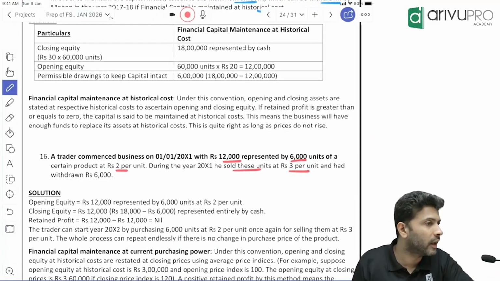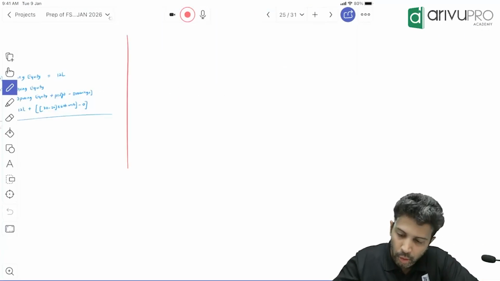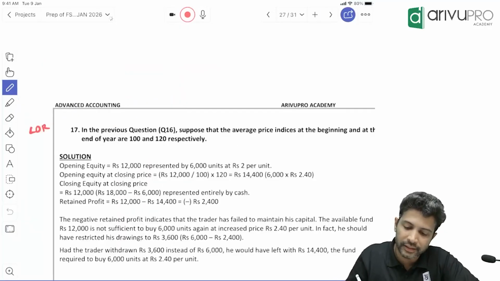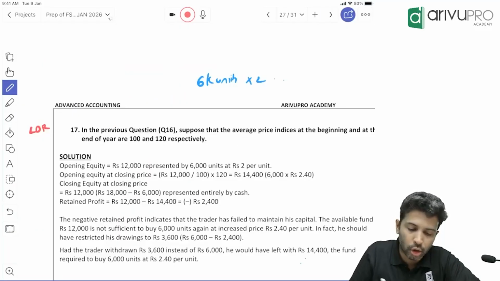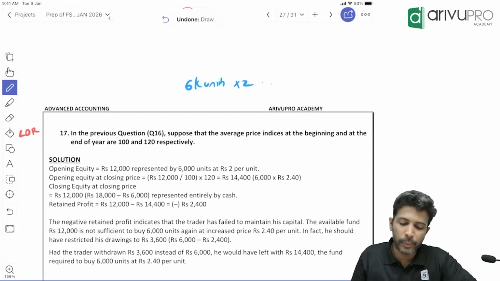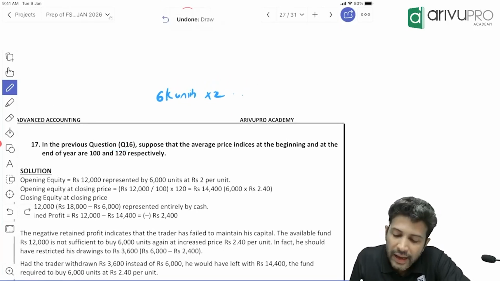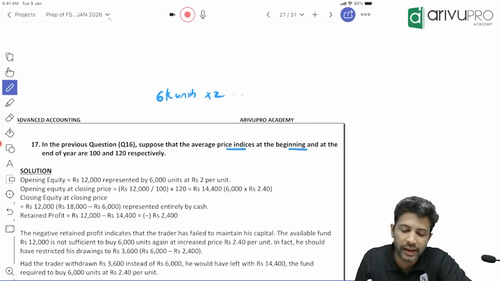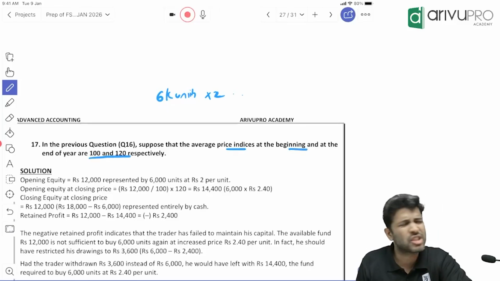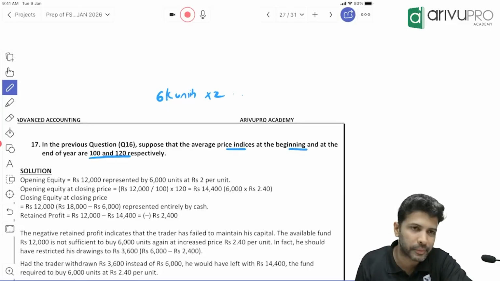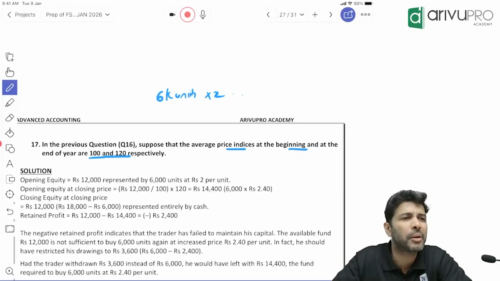This is what you did in the previous problem. Maybe if you want, I'll replicate the data once again here. 6,000 units you purchased at what price? 2 rupees. That's what you have done. Now, people check. Suppose in the previous question, that is question number 16, the average price index at the beginning and at the end of the year is 100 and 120. This we call the consumer price index or whatever, which measures the price of the product.